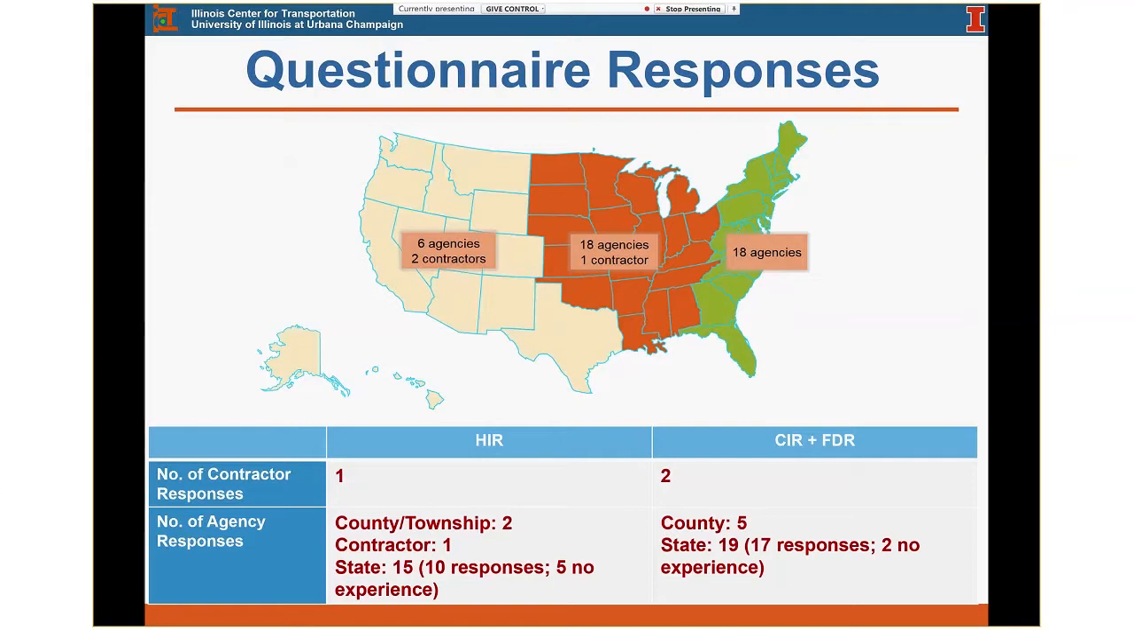And we have closely worked with several contractors, and the way we work with the contractors, we communicated with them one-on-one, and there were several contractors, cold in place and HIR contractors, who helped us really build our database. We worked with one contractor for HIR and 2 contractors for cold in place and full depth reclamation.